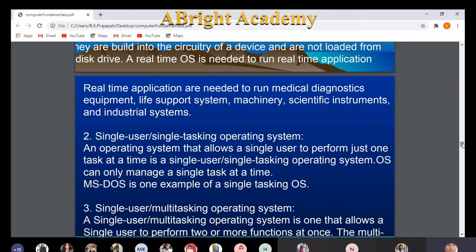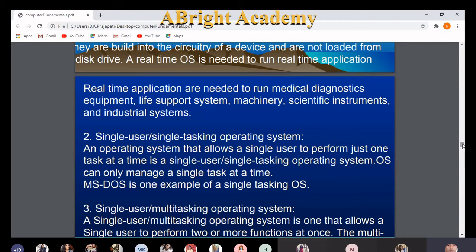Single user, single tasking operating system. An operating system that allows a single user to perform just one task at a time is a single user, single tasking operating system. The operating system can only manage a single task at a time. For example, MS-DOS is one example of a single tasking operating system.